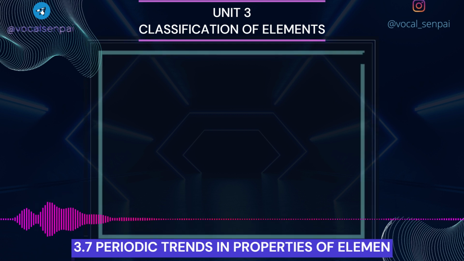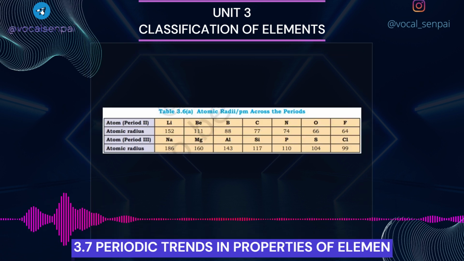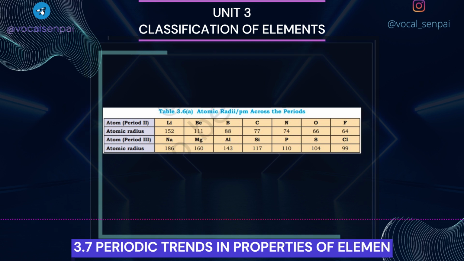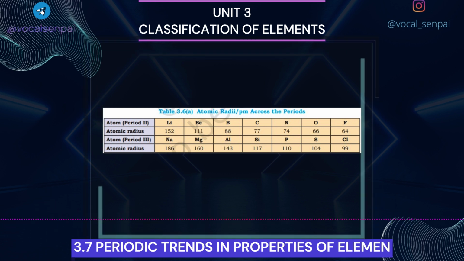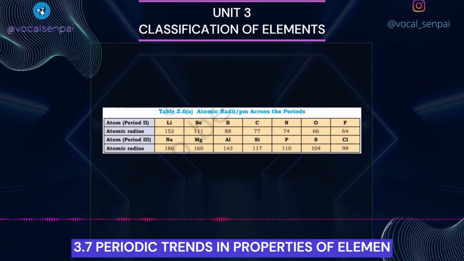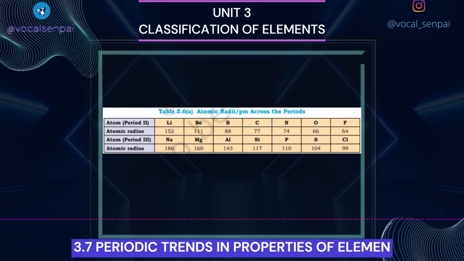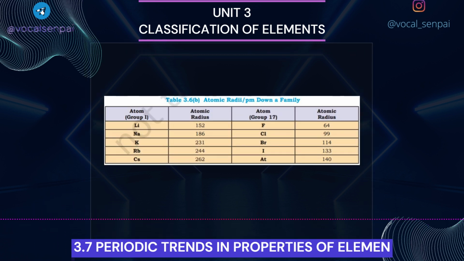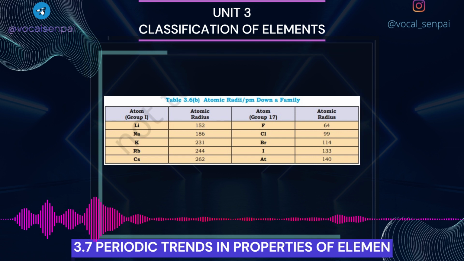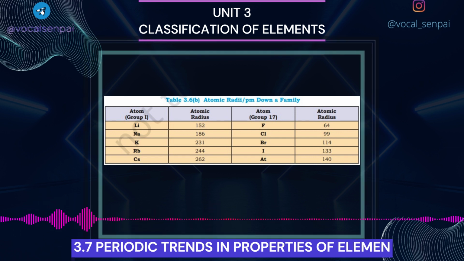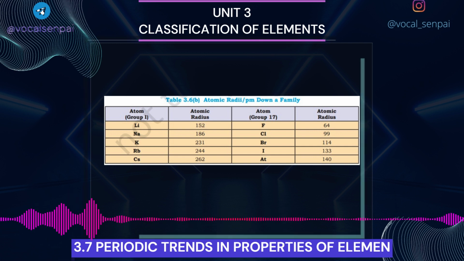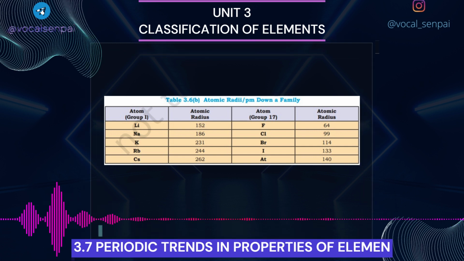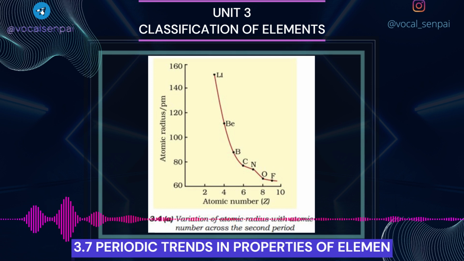Atomic radii can be measured by X-ray or other spectroscopic methods. The atomic radii of a few elements are listed in Table 3.6. Two trends are obvious. We can explain these trends in terms of nuclear charge and energy level. The atomic size generally decreases across a period as illustrated in Fig. 3.4a for the elements of the second period. It is because within the period the outer electrons are in the same valence shell and the effective nuclear charge increases as the atomic number increases, resulting in the increased attraction of electrons to the nucleus.